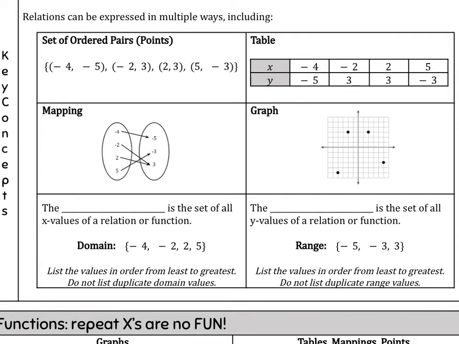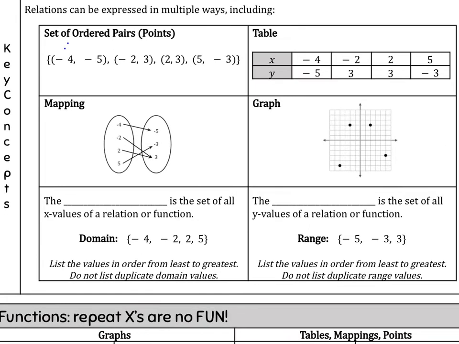When we're looking at ordered pairs, we know that there are x values that come first and y values that come second inside of the parentheses. If we're looking at a table, we know that the input or the x values are always going to be on the top, and the output or the y values are always going to be on the bottom.